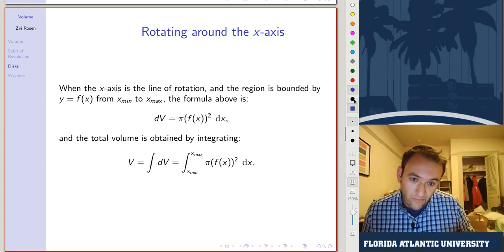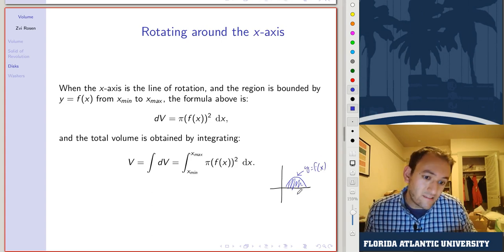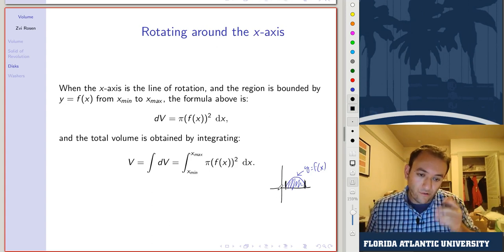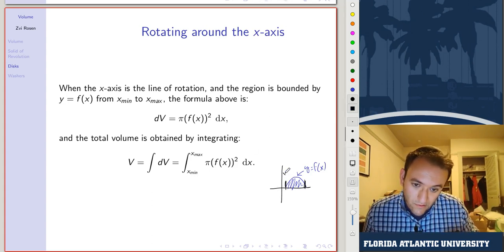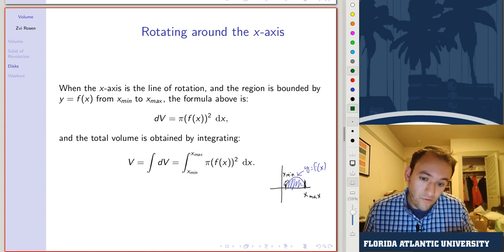Okay, and just to give you a brief picture, so here we have our x-axis and some region along here. So this value here, y equals f of x, is defining that top curve. And then this will give us some x min and x max. That tells us where to start taking our integral and where to stop. So this will be x min. This is x max. And this tells us the volume of the solid that you get when you revolve around here.